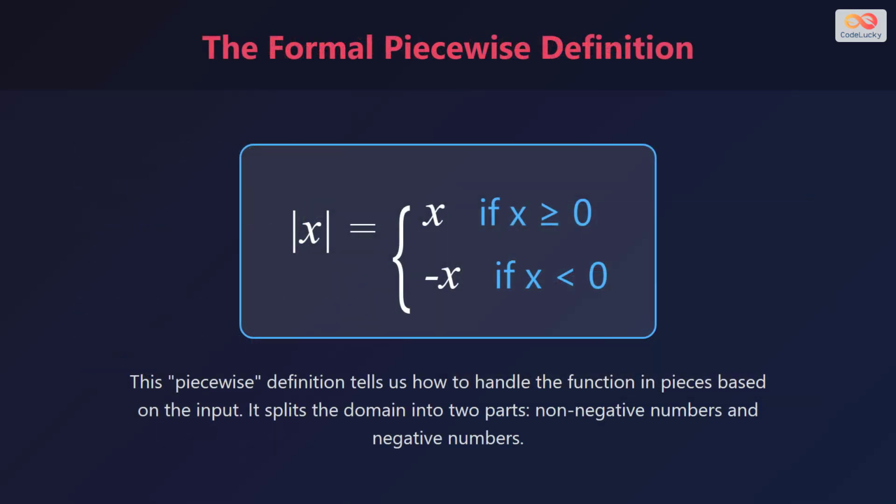In mathematics, we define the absolute value of x as a piecewise function. This means the rule changes depending on the input. If x is greater than or equal to 0, the function just returns x. However, if x is less than 0, the function returns -x. This split definition is crucial for algebraic manipulations and calculus operations.